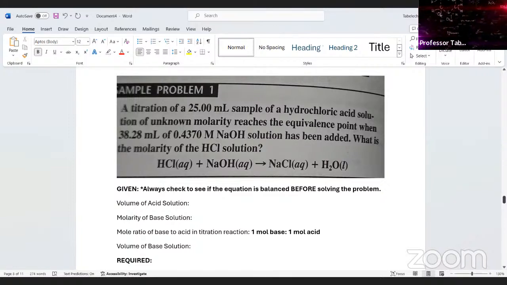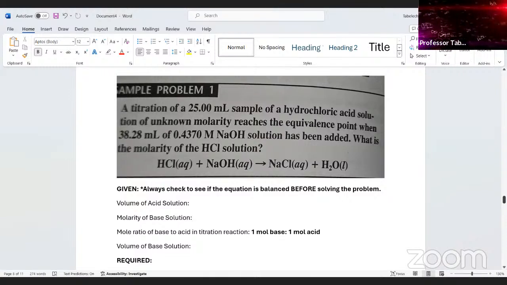A titration of 25.00 milliliters samples of a hydrochloric acid solution of unknown molarity reaches the equivalence point when 38.28 milliliters of 0.4370 molarity sodium hydroxide solution has been added. What is the molarity of the HCl solution? That is your acid. Here is what you have right here.